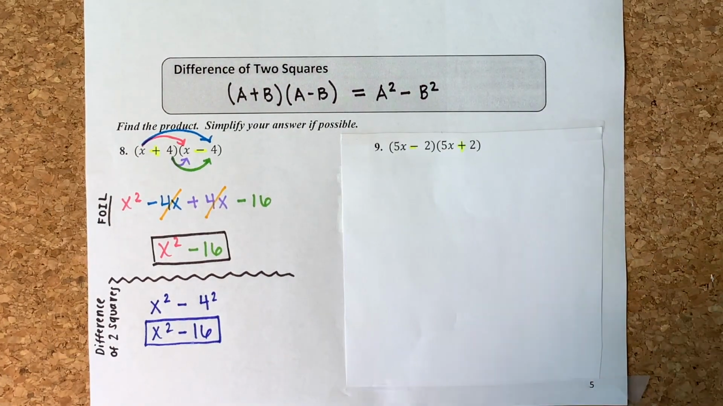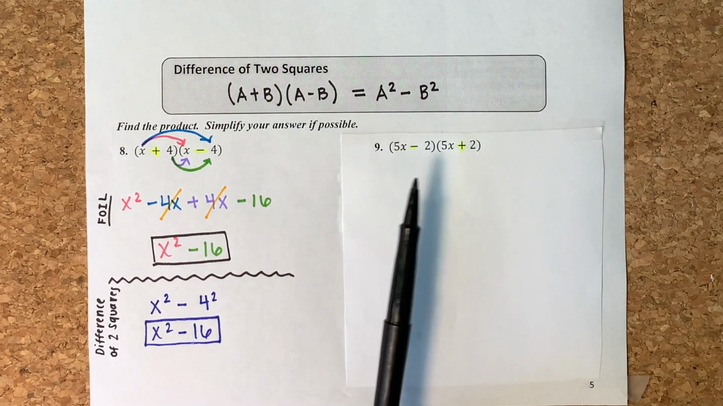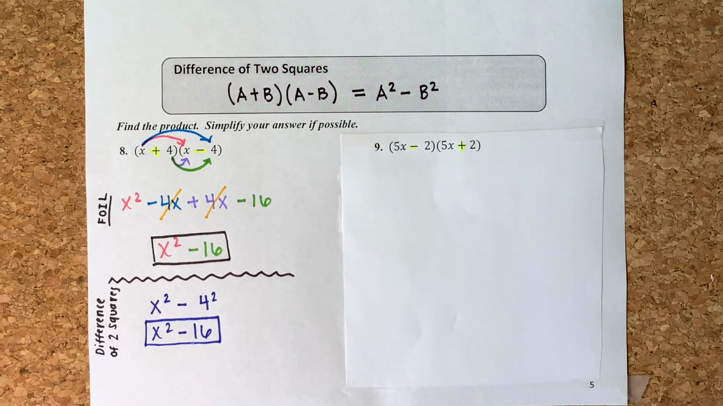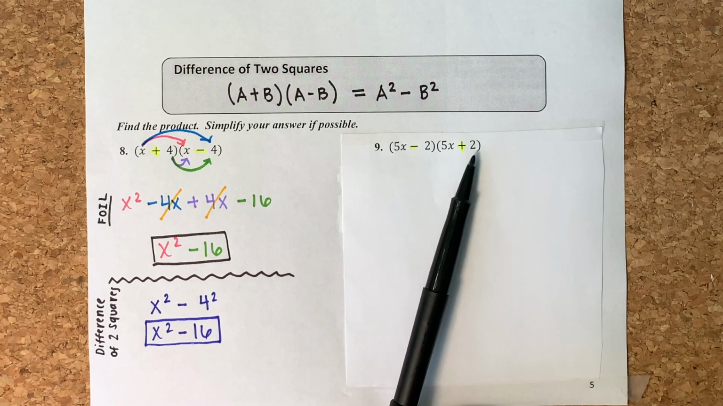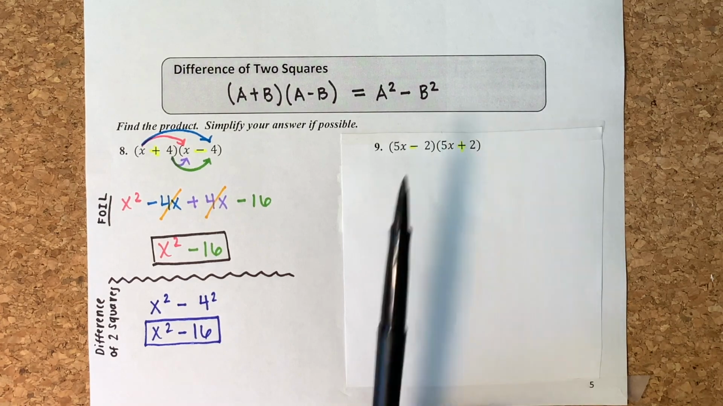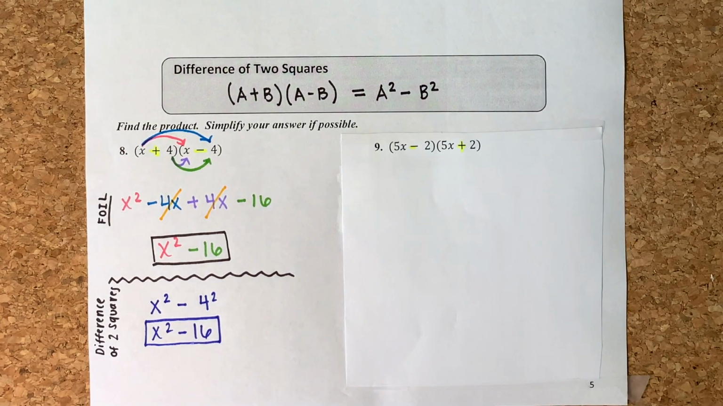Now for this example here, we could of course FOIL and we'd get the correct answer. But since we have that special case where we have two parentheses that look identical, the only difference is that one has a plus and one has a minus, we could use the difference of two squares formula. And that's what I'm going to do here.